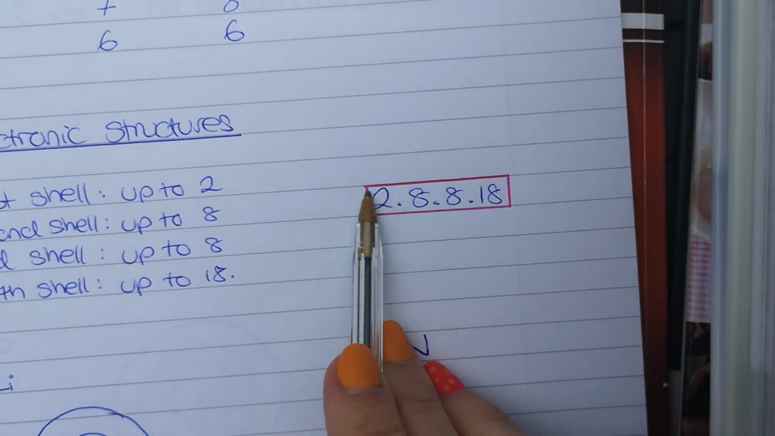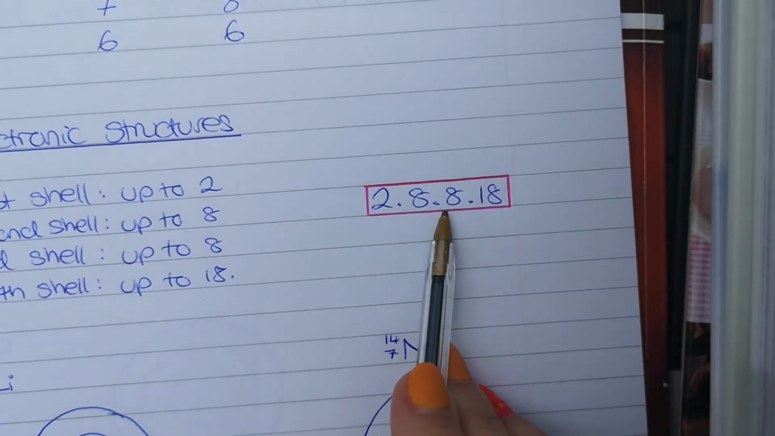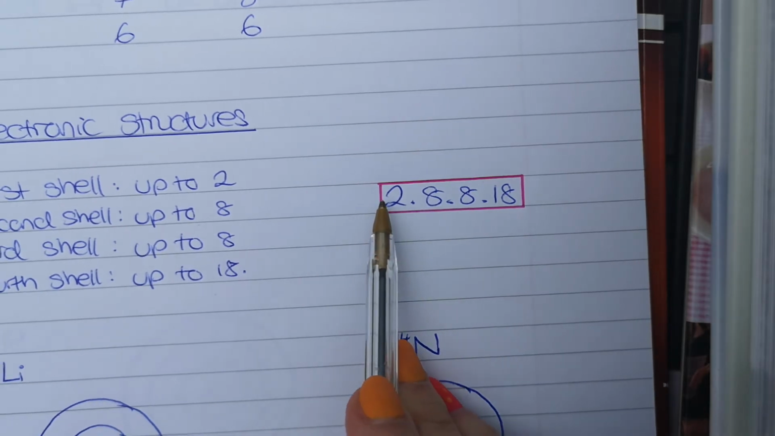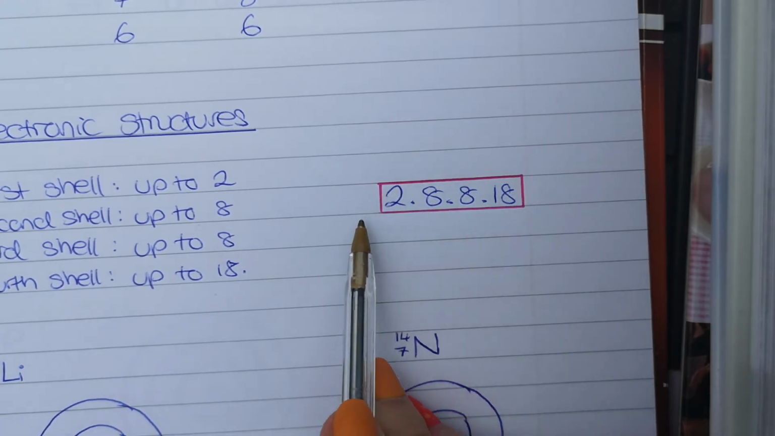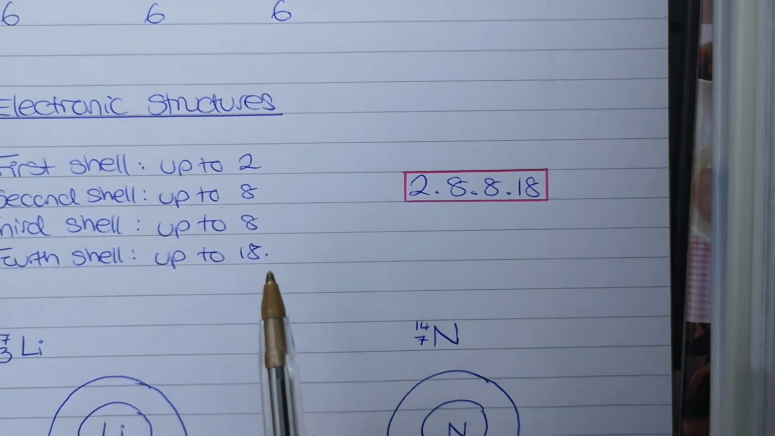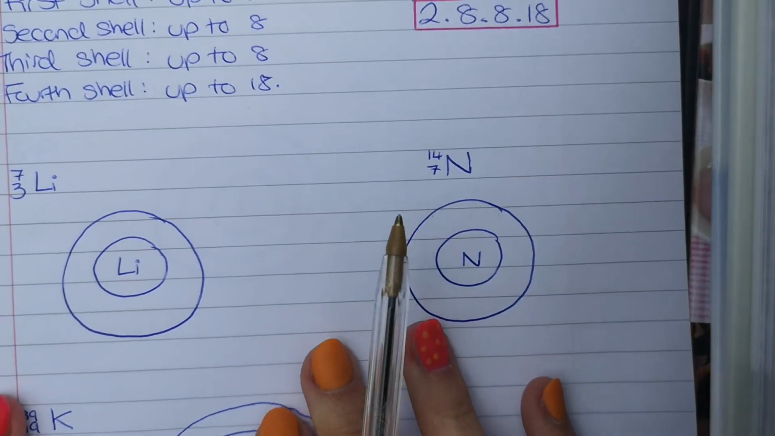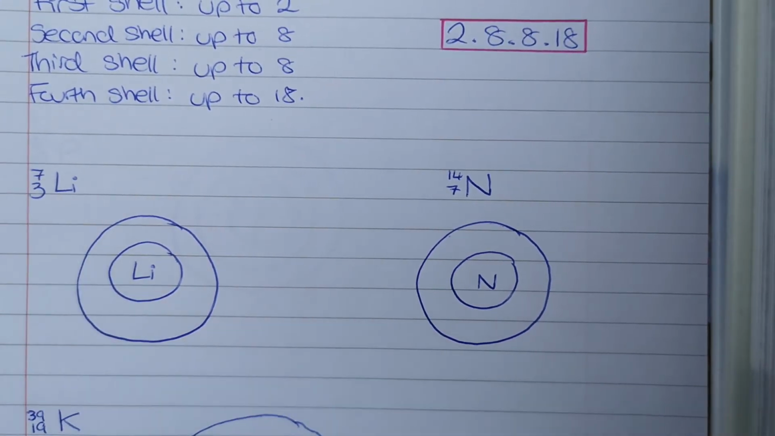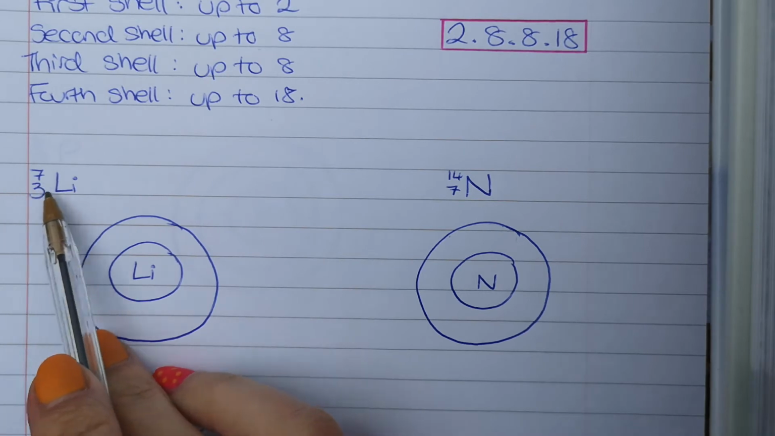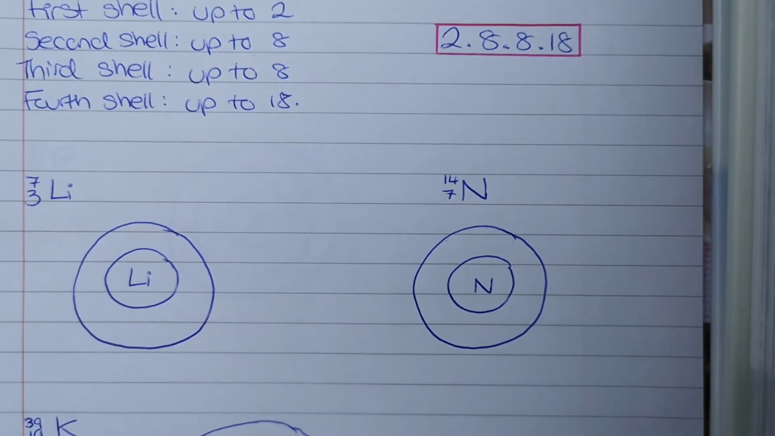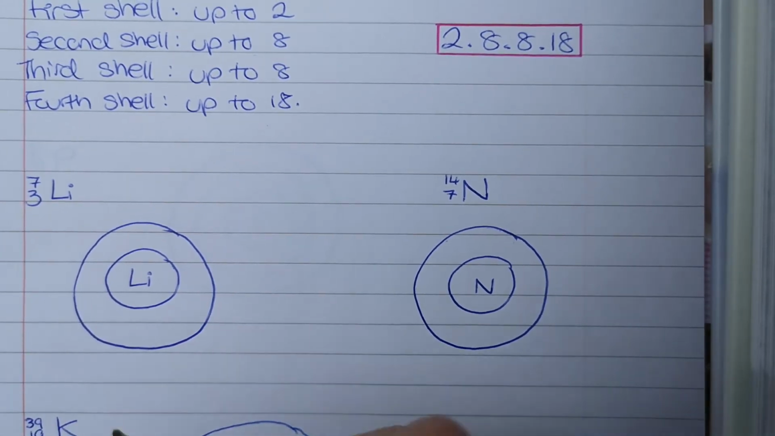So this is the number of electrons in the first shell, second shell, third shell, and so on. Okay, so this is what we need to learn and remember: 2, 8, 8, 18. So if we have a look at lithium, it's got a 7 and a 3. So we want to look at the bottom number to get our number of electrons. So we've got 3 electrons here, and we tend to show them as little crosses.